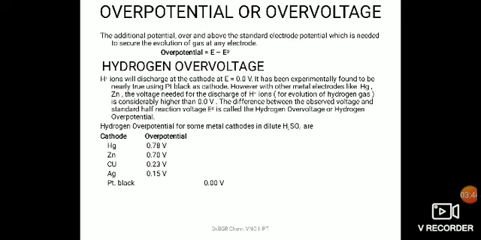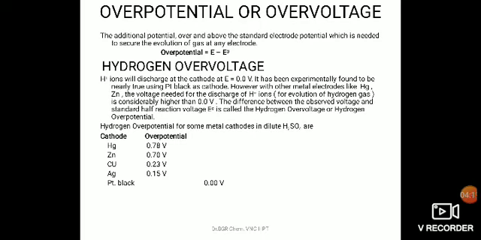Next is over potential or over voltage. The additional potential over and above the standard electrode potential which is needed to secure the evolution of gas at any electrode is called as over potential, and that's equals to E minus E0, where E is applied potential externally and E0 is the standard cell potential.